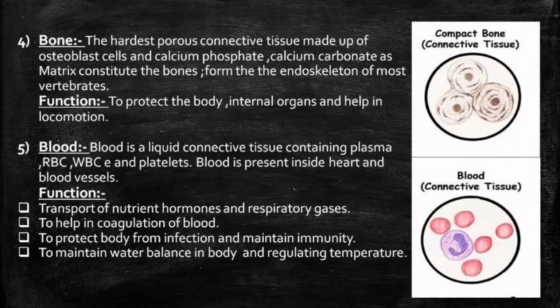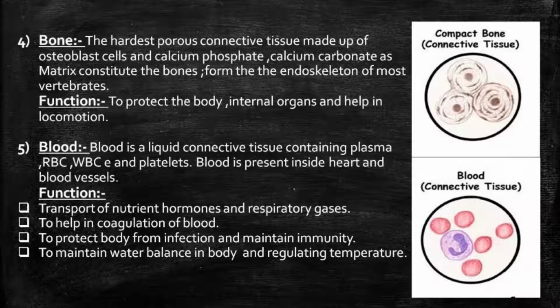Next, we have the bone. The hardest porous connective tissue made up of living osteoblast cells and inorganic salts like calcium phosphate and calcium carbonate as the matrix constitute the bones. They form the endoskeleton of most vertebrates. The function of bone is to protect the body, internal organs, and help in locomotion.